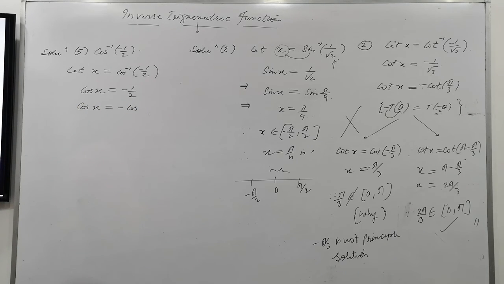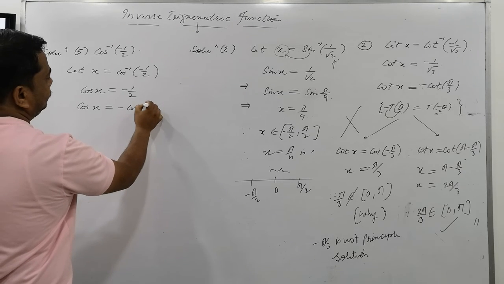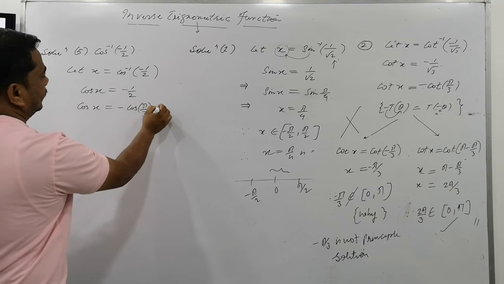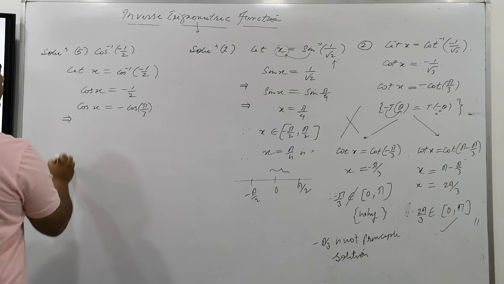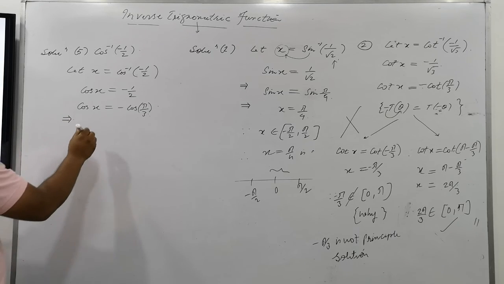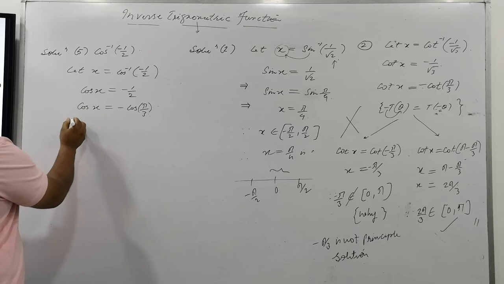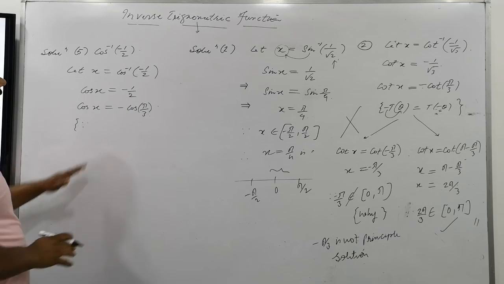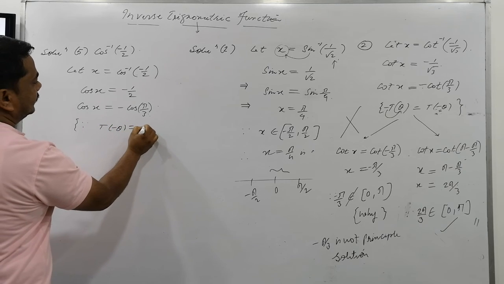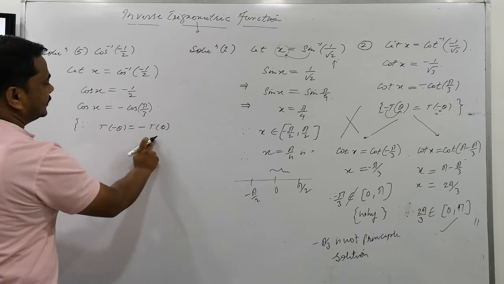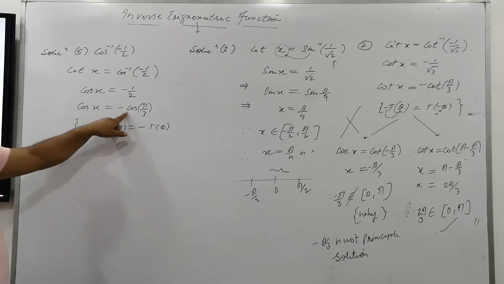Okay, tell me, cos of x is equal to cos of what value? For what value does cos give you 1 by 2? 60. Pi by 3. Is that clear now? So here, the identity t of minus theta is equal to minus t of theta does not work for cos and sec, so we cannot employ this.